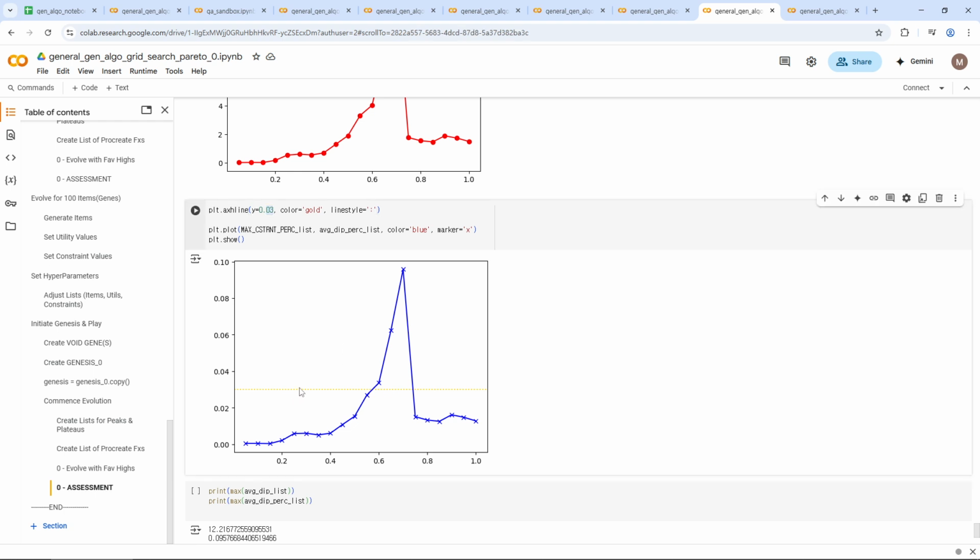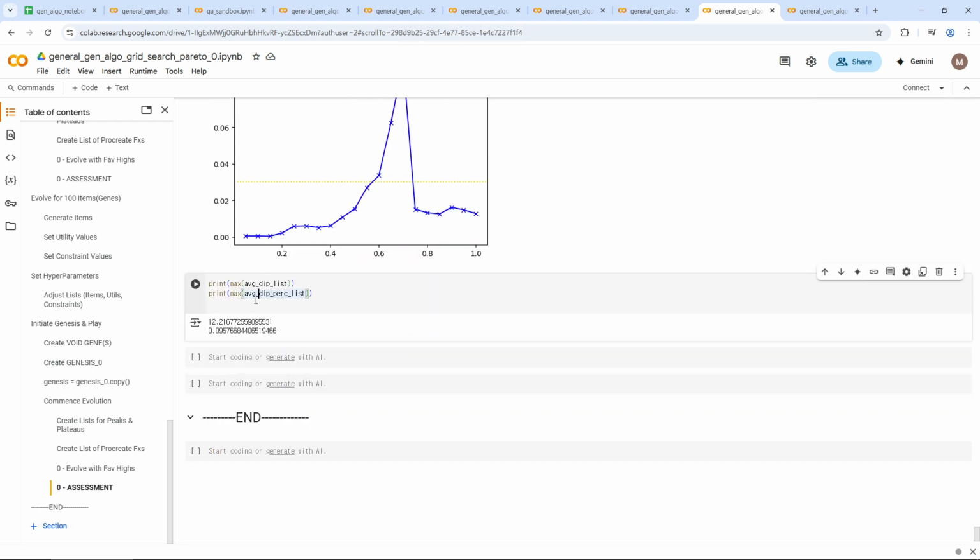which is the 3% mark, which means that dips started happening when the max constraint percentage was at 0.6 or above, until we came all the way down to, it only happened 3 times, and then when the max constraint percentage was at 0.75 or 75%, we kind of stopped having dips. And the highest average dip percentage was at 0.09 or 9%.